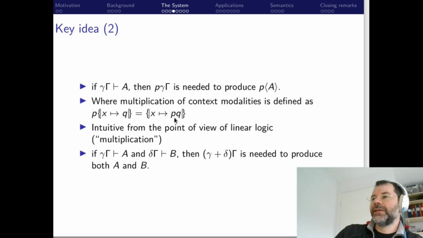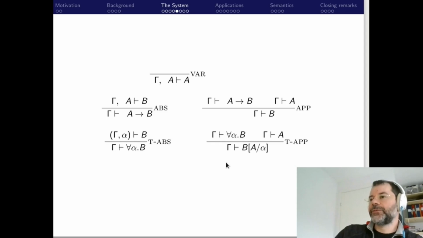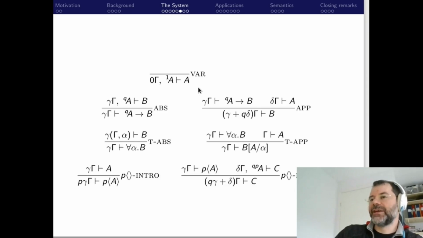In the same vein, if we want the product of A and B, then we need the sum of their respective modality contexts. To see how this plays out, let us first look at a fragment of plain system F without modalities. Then we can see how modality annotations get added.